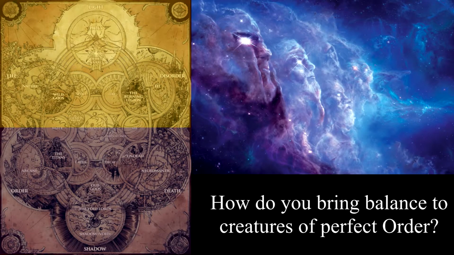This spectrum of balance is also the same for order and death. The Titans and their creations, in a perfect universe, in a perfect scenario, would never fall to any type of destructive disorder. And so the question is, once again, how do you bring balance to order if they will never fall to disorder?